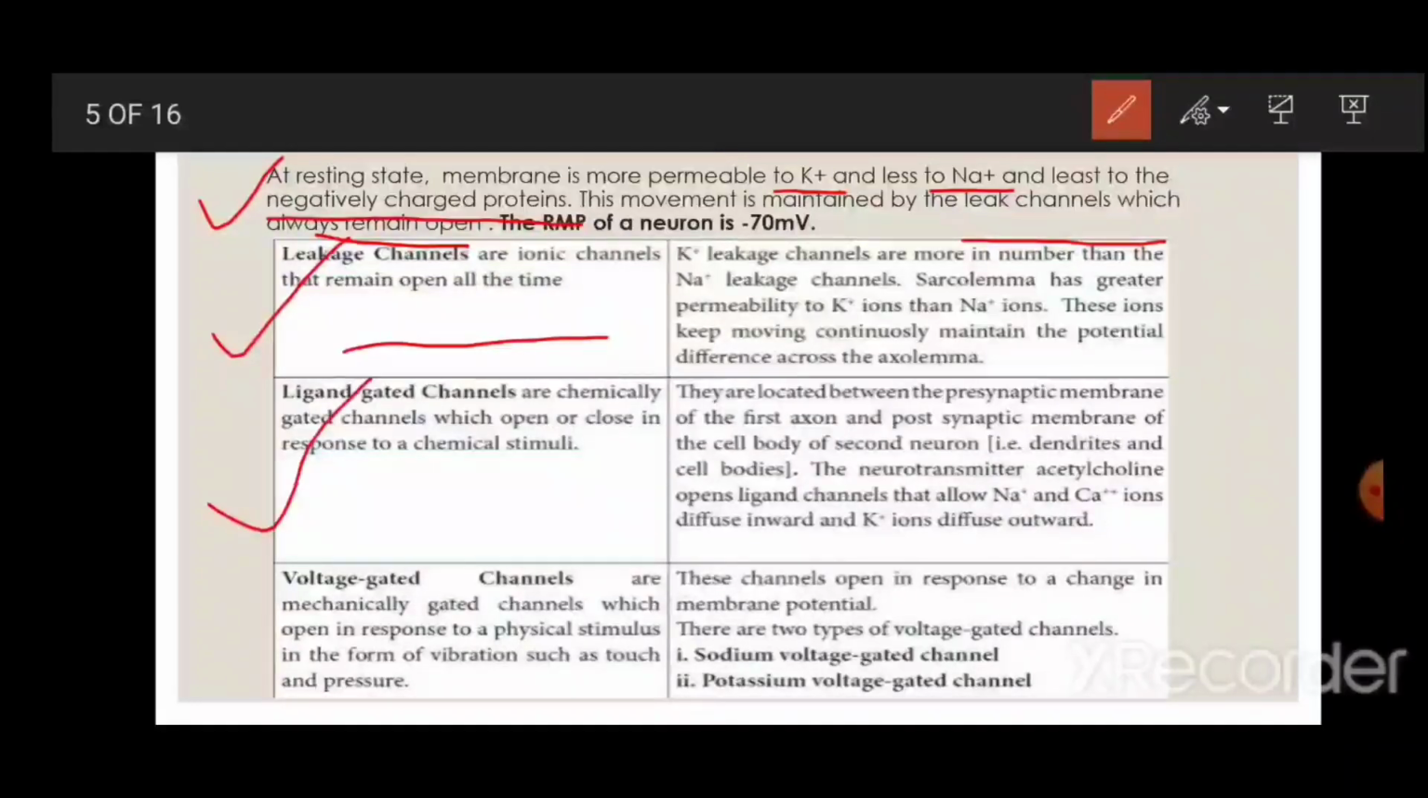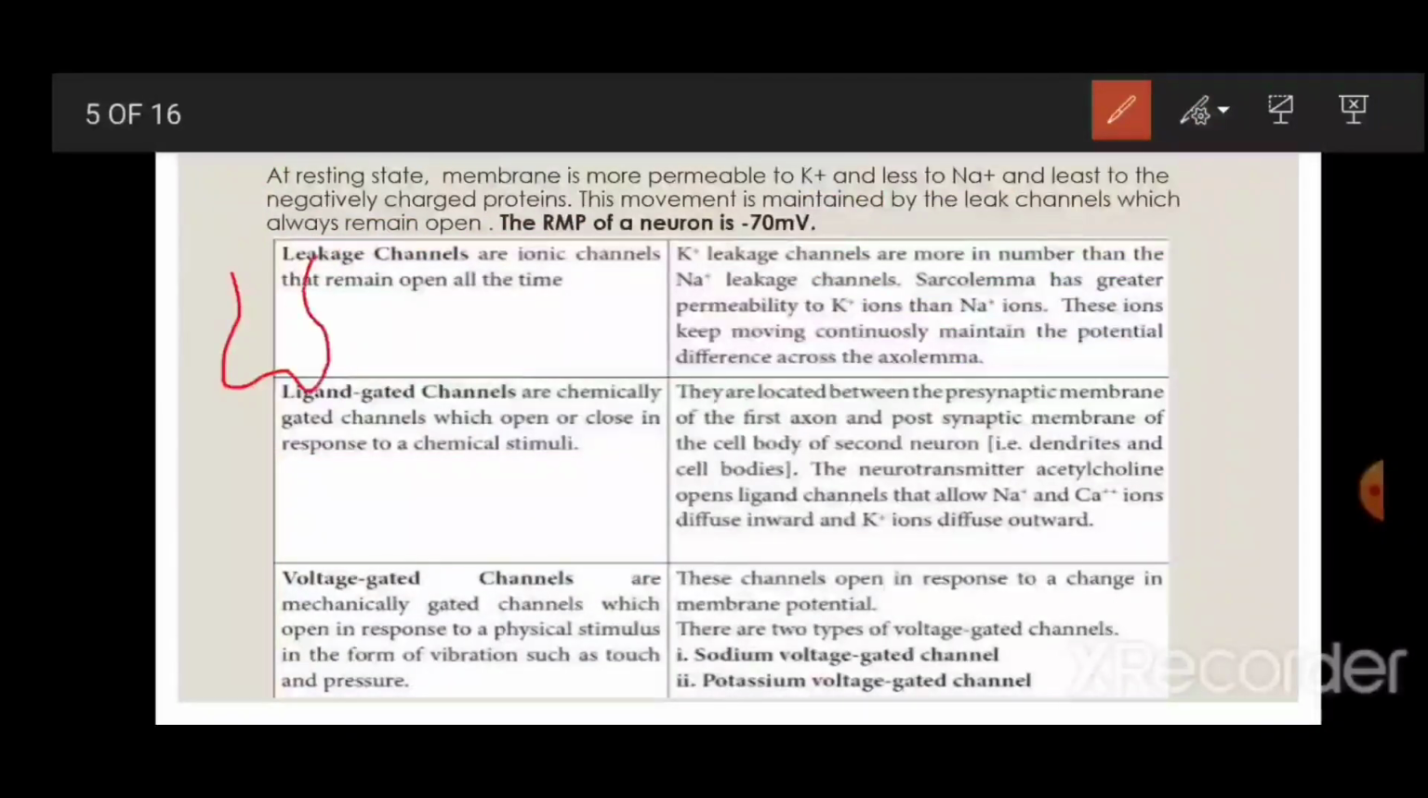Then there are ligand gated channels. Ligand gated channels are chemically gated channels which open or close in response to chemical stimuli. So if you remember the synaptic cleft or neuromuscular junction, you have seen that when acetylcholine is released from the presynaptic neuron, it is accepted by the postsynaptic neuron through the receptors present on it, leading to the opening of sodium channels in the postsynaptic neuron. So this was an example of a ligand gated channel, when binding of a ligand opens the channel.